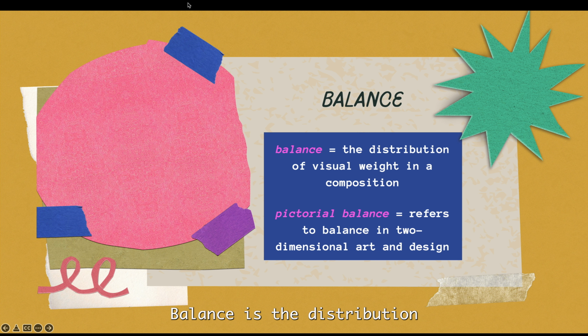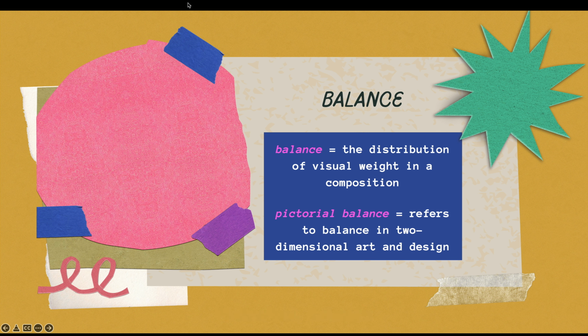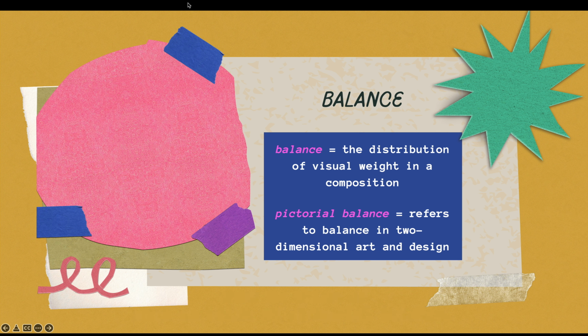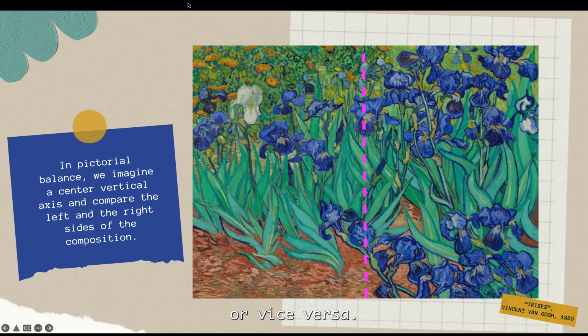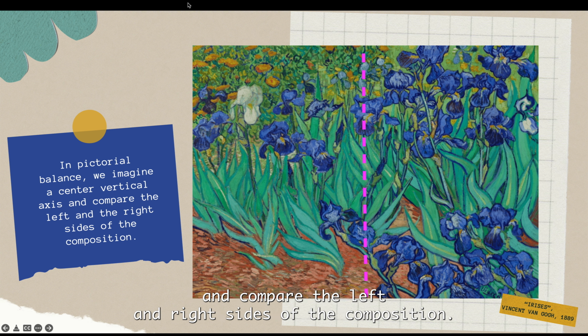Balance is the distribution of visual weight in a composition. Pictorial balance refers to balance in two-dimensional art and design. So just thinking left and right is mostly what we think of when we think of pictorial balance. The stuff on the left is counterbalancing the stuff on the right, or vice versa. In pictorial balance, we imagine a center vertical axis and compare the left and right sides of the composition.